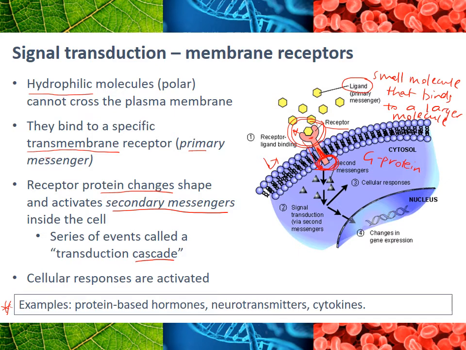And once all of these events have occurred and we've had our cascade of secondary messengers basically passing on that message through the cell, we get our cellular response. Okay, so cellular responses here. So it is a bit more complex than the other example because there are more things involved.